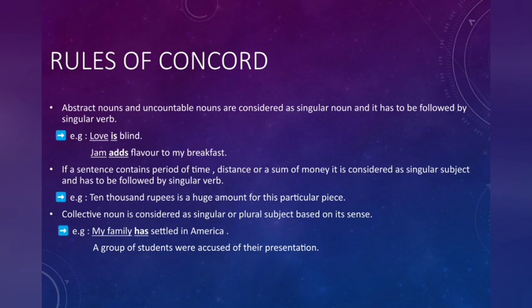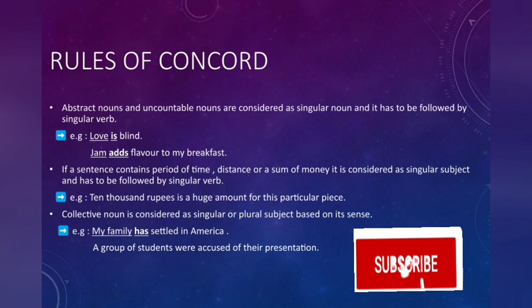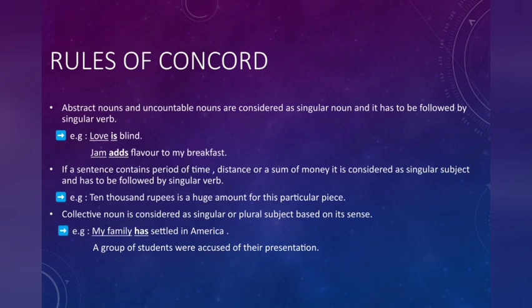For example, 10,000 rupees. Immediately after saying rupees, some will tend to use a plural verb there, but it is a singular subject. 10,000 rupees, which is a sum of amount, has to be considered a singular subject and it has to be followed with a singular verb, which is is or was. If it is present, you have to use is. If it is past, you have to use was. 10,000 rupees is a huge amount for this particular piece.